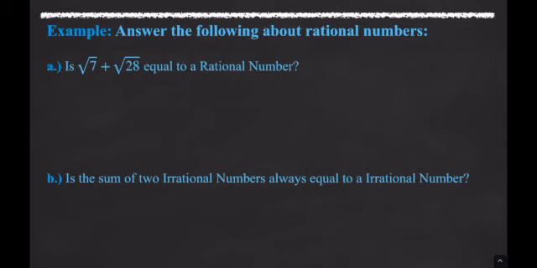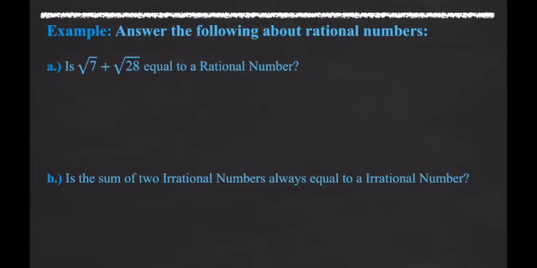This one, answer the following questions. Square root of 7. Is that a rational number or an irrational number? That is irrational. Square root of 28. Is that rational or irrational? That is also irrational. Okay? So this is asking, if we take two irrational numbers and add them together, what are we going to end up with? That is what we are trying to find out with this question.